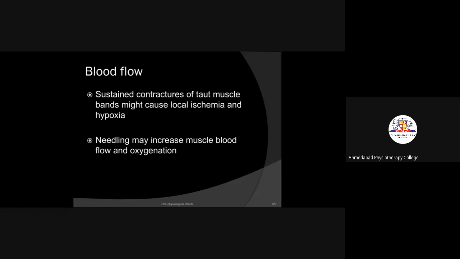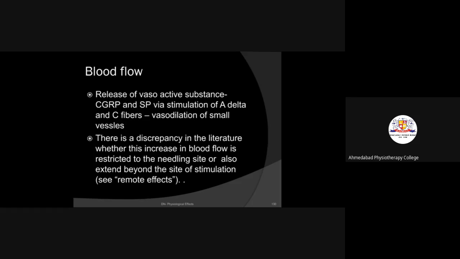When there is a tight muscle, the microvessels are getting strangulated. So there will be less blood flow, less oxygen available to the affected muscle fiber. But when you do the needling, there will be an increase in blood flow and an increase in oxygenation. How? One is it activates substances like CGRP and SP. When we do the needle, we are injuring the muscle fiber, so there will be a release of this natural pain mechanism, and these algogenic agents like calcitonin gene-related peptide and substance P will be released.